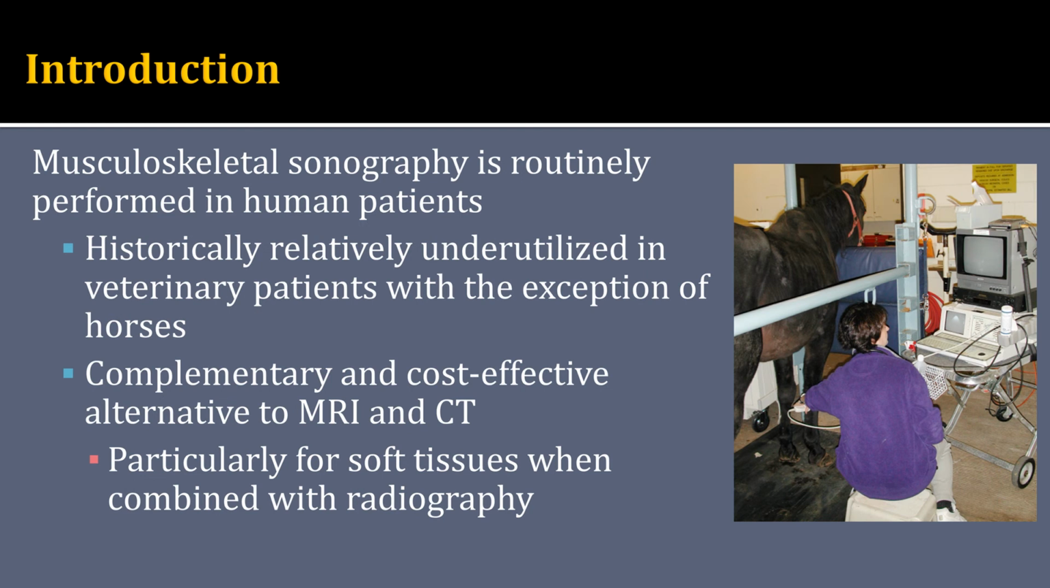Musculoskeletal sonography is routinely performed in human patients, and historically it was relatively underutilized in veterinary patients with the exception of horses. However, it is recognized as a complementary and cost-effective alternative to MRI and CT, so is more recently being utilized in dogs and cats, and it is particularly useful for soft tissues when combined with radiography.